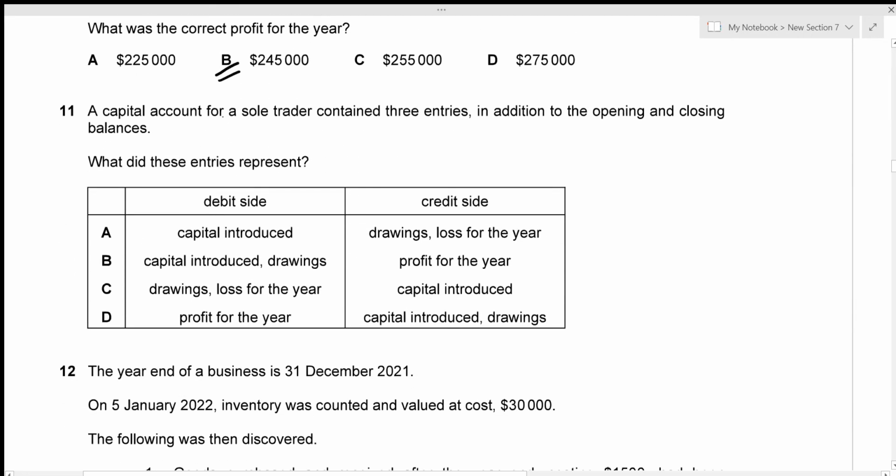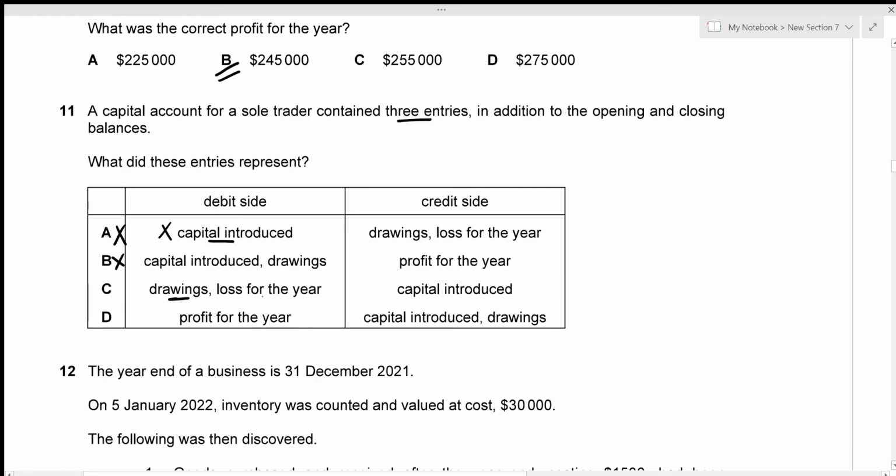Now, a capital account for a sole trader contained 3 entries in addition to the opening and closing balances. What did these entries represent? Okay, the first option is capital introduced on the debit side. So that's incorrect. Whenever capital is introduced, that's actually recorded on the credit side. So option A is incorrect. The second one also includes capital introduced on the debit side. That's incorrect as well.